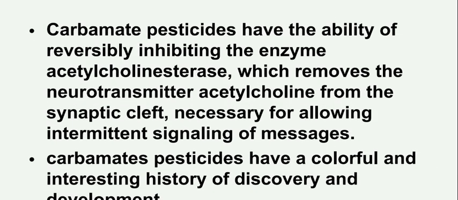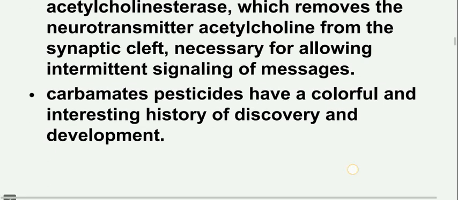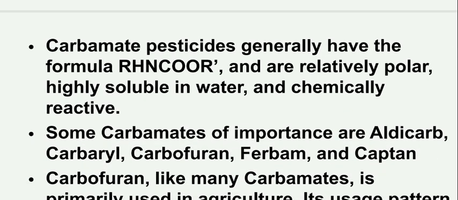Carbamate pesticides have the ability of reversibly inhibiting the enzyme acetylcholinesterase, which removes the neurotransmitter acetylcholine from the synaptic cleft, necessary for allowing intermittent signaling of messages. Carbamate pesticides have a colorful and interesting history of discovery and development. They generally have the formula shown and are relatively polar, highly soluble in water, and chemically reactive.